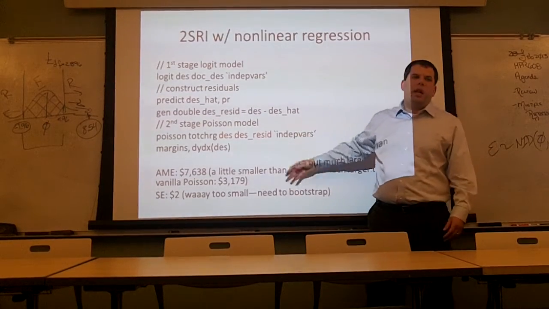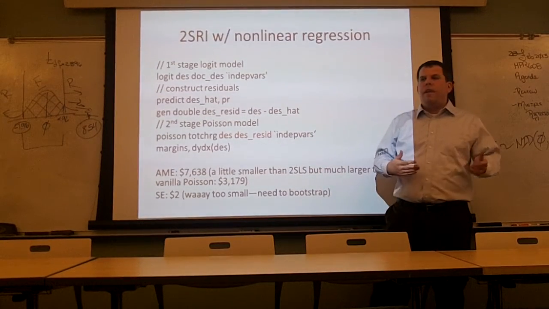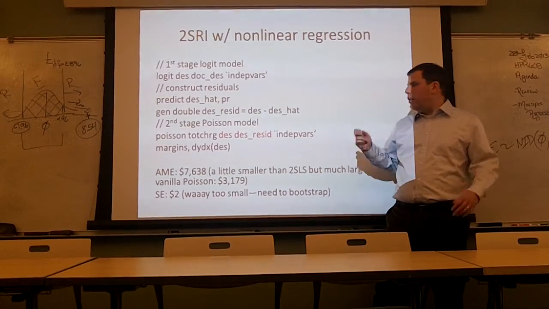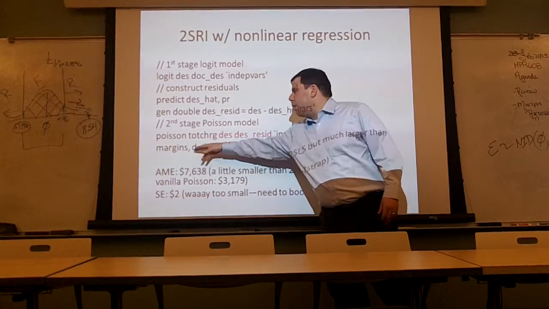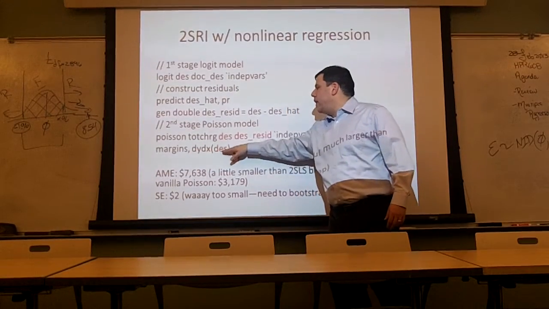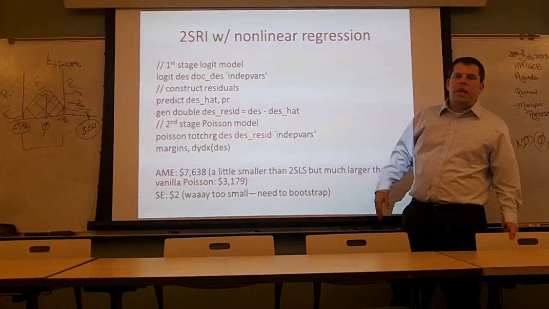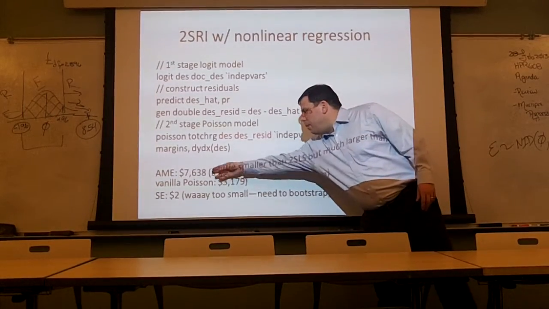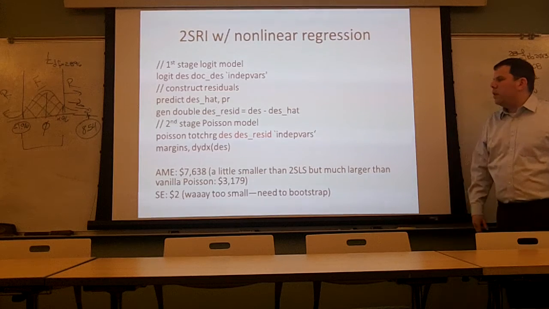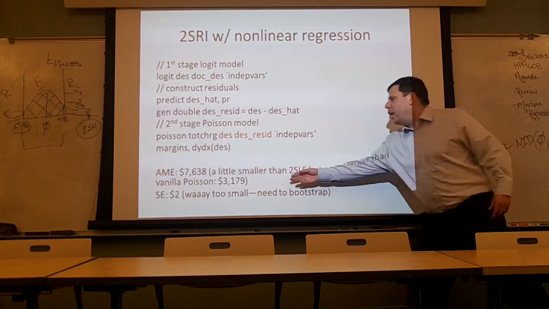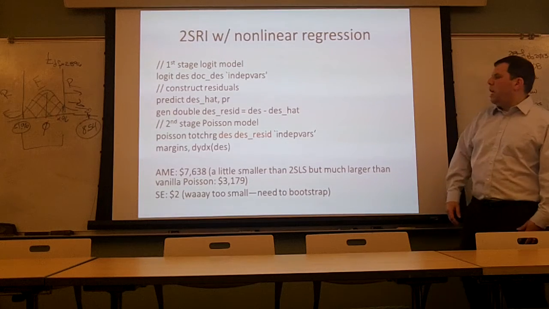Because Poisson is a nonlinear model, we want to actually recover the effect size in dollars rather than in log whatever Poisson estimates. So we ask margins, dy dx DES, which gives me the average marginal effect for getting the drug-eluting stent from this model. And we get something that's a little bit smaller, 7638, but still closer to the two stage least squares model than it is to anything else we've seen so far. And much larger than the vanilla Poisson, which I didn't show you, but is there.